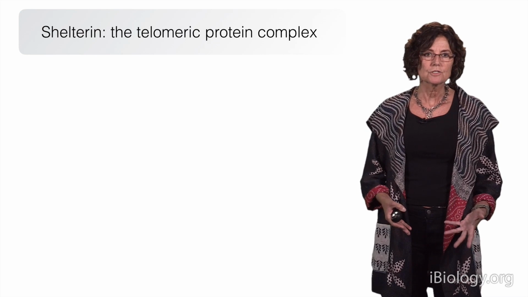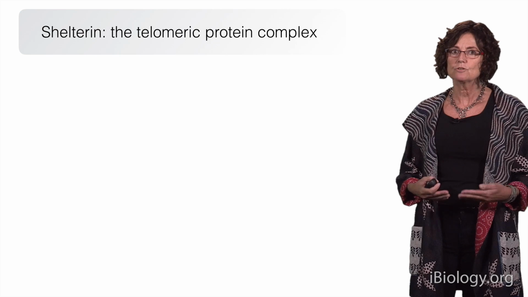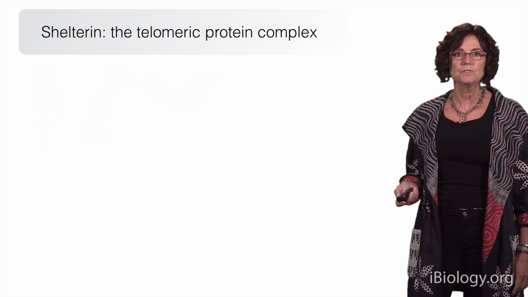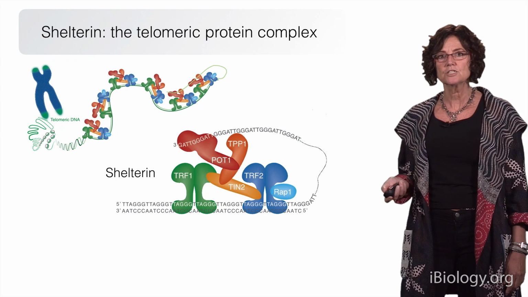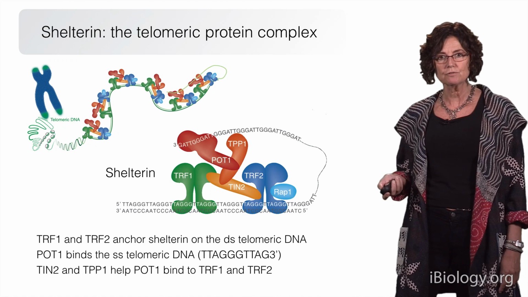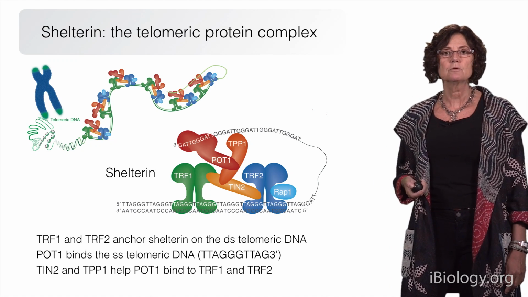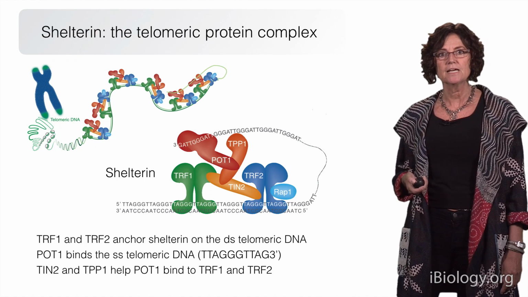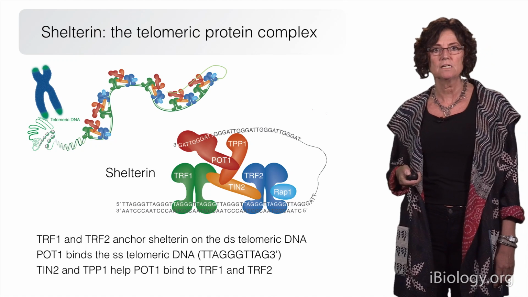It doesn't do too much, but it has this one great ability, and that is to recruit a telomere-specific protein complex that we've called Shelterin. It's a 6-subunit complex, of which 2 subunits bind to the double-stranded part of the telomere, and a third subunit also binds telomeric DNA, but in single-stranded form. We'll go into this in some detail.